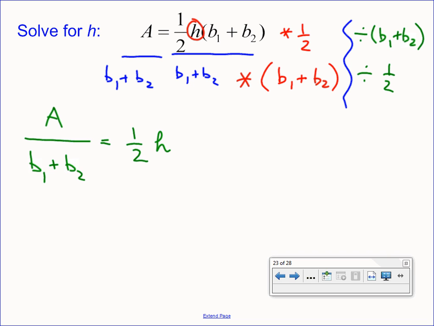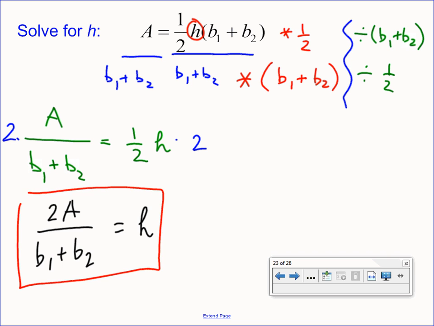But keep in mind, dividing by a fraction is the same as multiplying by the reciprocal. So I'm now going to divide by 1/2. Dividing by 1/2 is the same as timesing by 2, timesing by 2 over 1. So my final answer would be 2a over b sub 1 plus b sub 2 equals h. And I can certainly rewrite that with the variable first. But in the interest of time, today I'm going to box it.